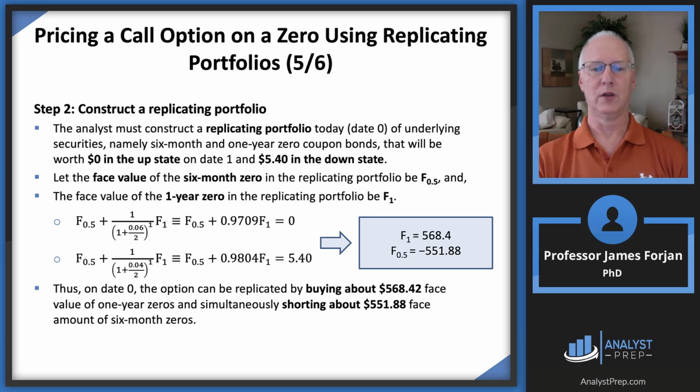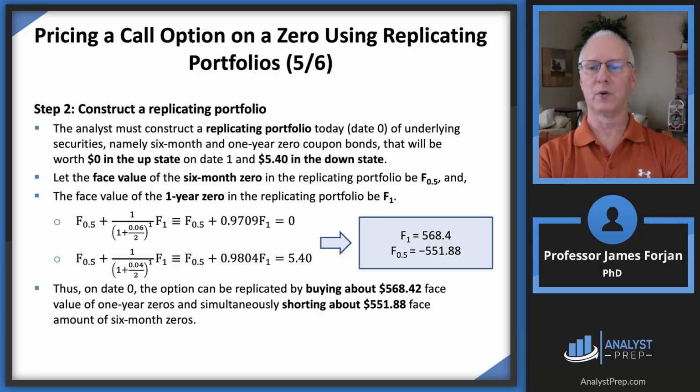And our equation is 1 times the face value of the 6-month, which is the same as the top equation, plus now we've got 98% of the face value, and that equals $5.40. And if you do the simultaneous equation solving there, you get F1 and F2. And so note what's happening. Face value of 1 is 568. The face value of the 6-month is 551.